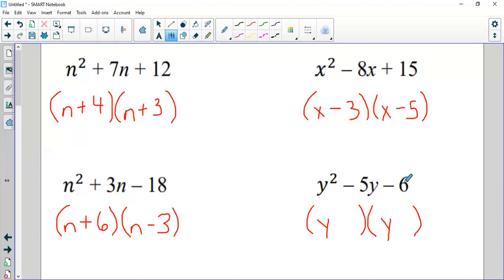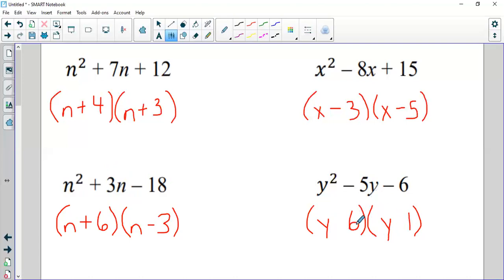And last but not least, I'll fill in my y's. I'm going to multiply to make 6 and subtract to make 5. This is a tricky one, because factors of 6 can also add to make 5. 2 times 3 is 6. 2 plus 3 is 5. But I'm not adding to make 5, I'm subtracting, because the c value is negative. So my factors of 6 to subtract to make 5 are 6 and 1.